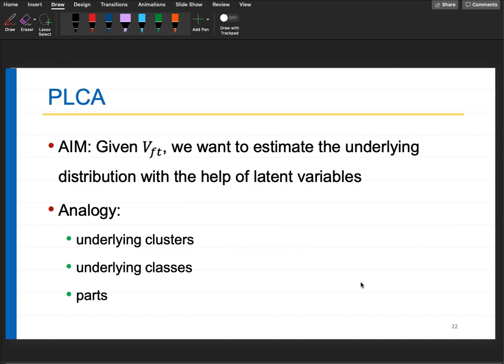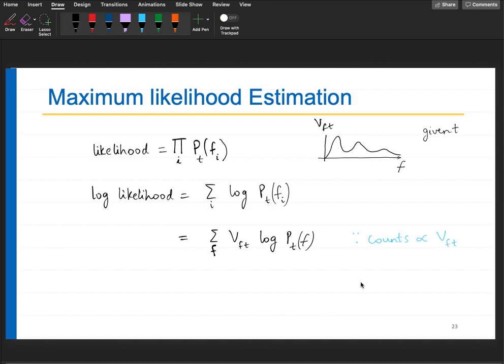Now my aim is, given V_FT, to estimate the underlying distribution with the help of latent variables. By analogy, there are underlying clusters which you are trying to find, or underlying classes which you want to find, or if it is an unsupervised case, then these are different parts which you want to find in the dictionary basis. And the best solution which I can use is maximum likelihood estimation, right? You did this for the Gaussian mixture model as well. Same thing we will do here.